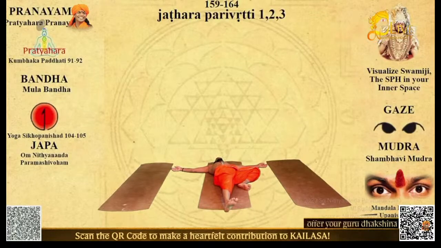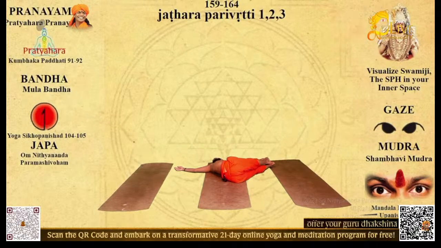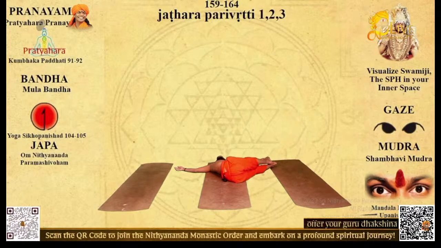Then bend both knees to the side. The second step. Now extend both legs to the side, hold onto the feet and gaze in the opposite direction. This is the third step. During this asana, visualize Swamiji and perform the Mula Bandha. Now return to the center.